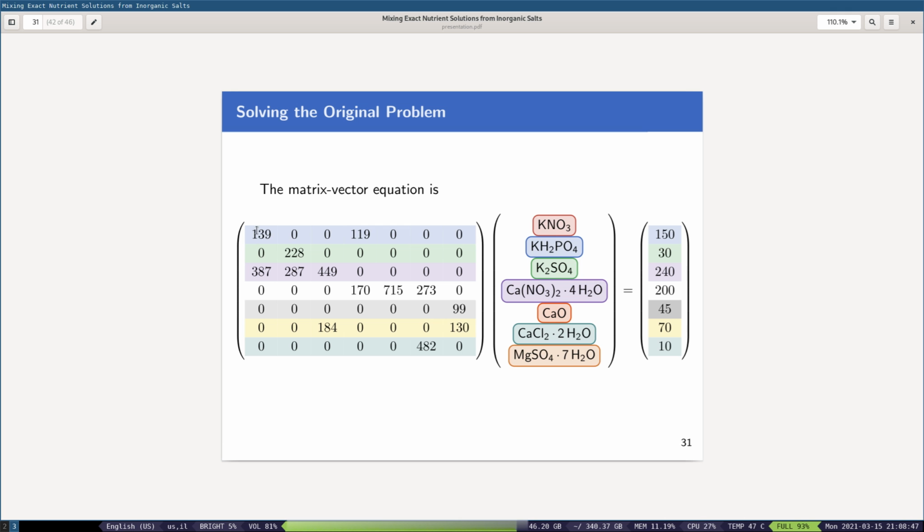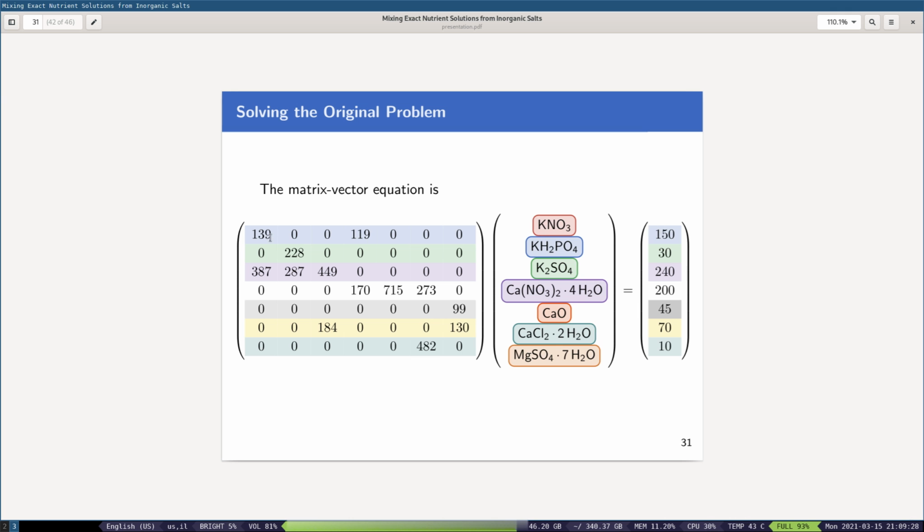It says that we have 139 ppm times the amount of potassium nitrate we have, right? So this is exactly how much nitrogen we get from potassium nitrate. Then 0 times the amount of monopotassium phosphate. Then 0 again times the amount of potassium sulfate, because these two salts don't affect the amount of nitrogen. Then 119 ppm per the amount of calcium nitrate tetrahydrate, etc., and 0 for the rest. And exactly when we add up all these products, we get 150 ppm.